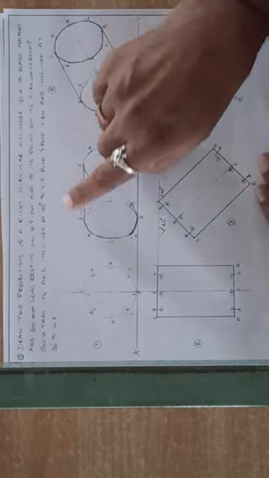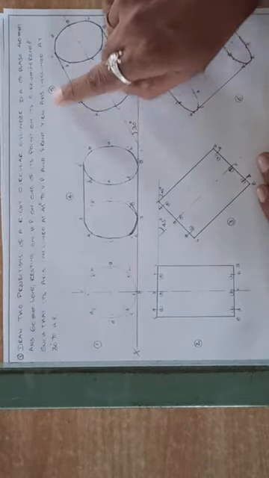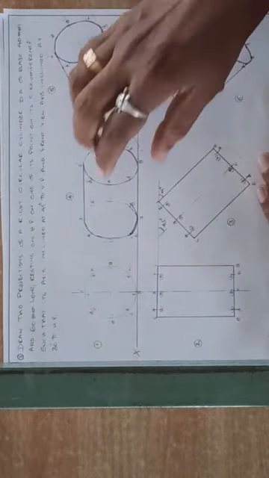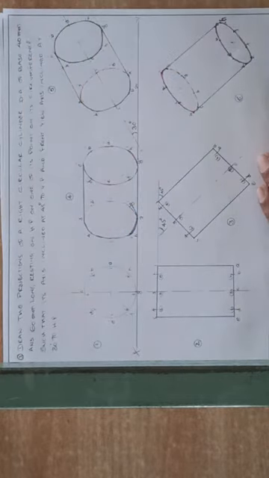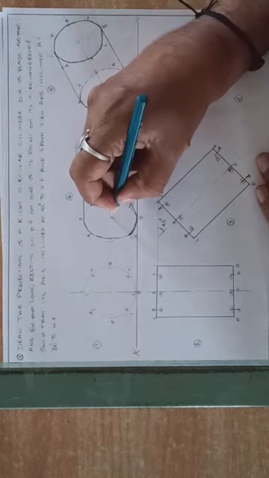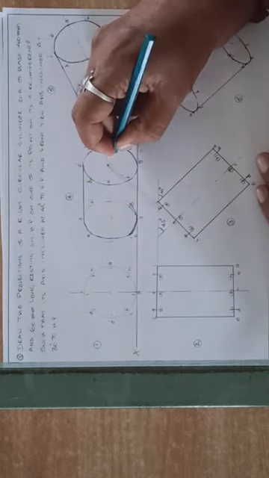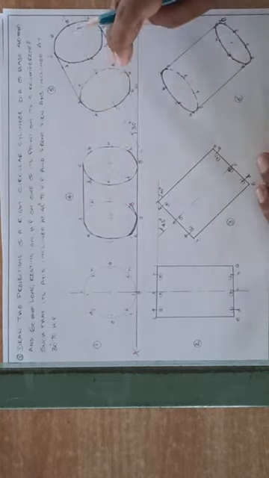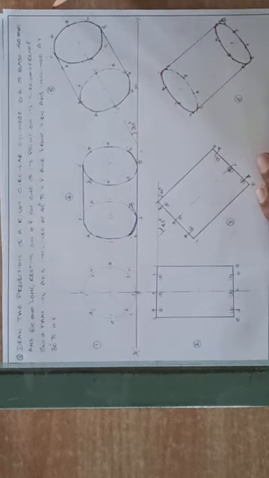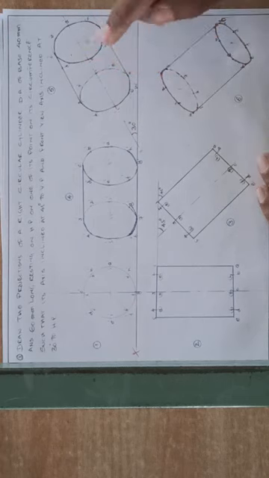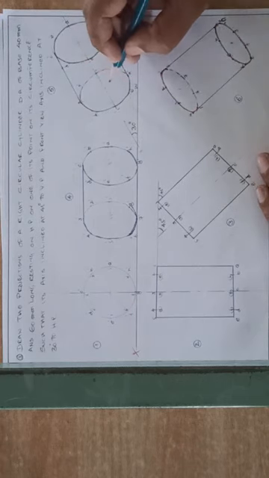Now again the axis is inclined in the front view. This is the front view. Its axis is inclined. This is the axis line. Here it is. So here O2 and O1. This is the axis line. So this axis line is inclined. Now again here also first draw the axis line. So listen carefully. Draw the axis line.